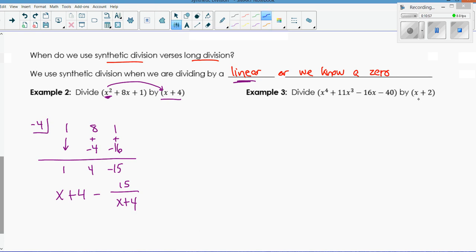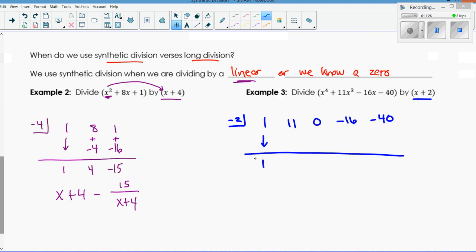Alright, my solution would be negative 2. My coefficients, now we got to be careful because it goes x to the 4th, x cubed, then x squared, x, and constant, so remember I need placeholders. So my first coefficient is 1, and then 11, and then I don't have an x squared, so 0, and then negative 16, and then negative 4. Okay, I draw my line. First, I bring down my 1.